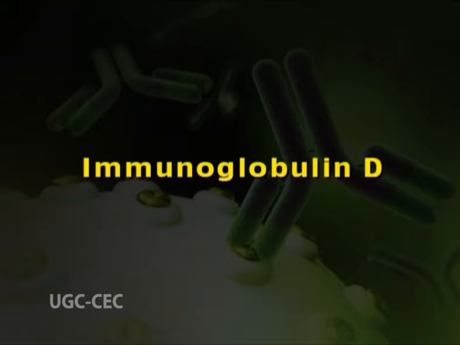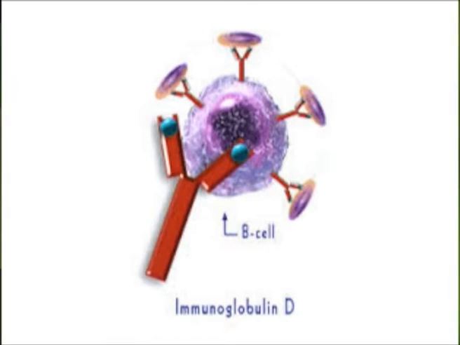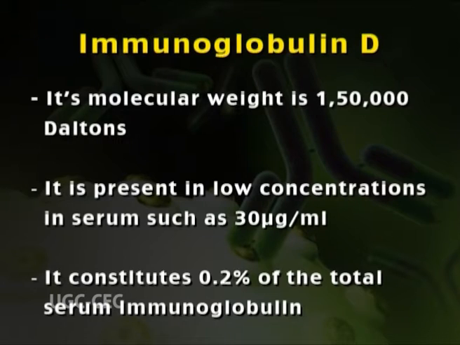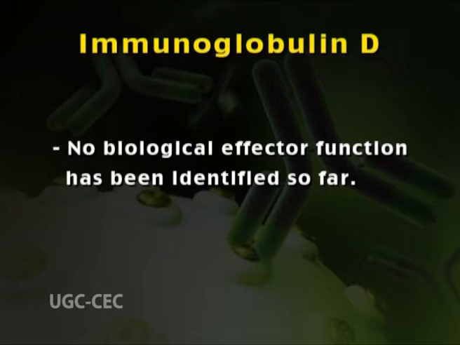Next is immunoglobulin D. IgD is usually found as surface markers on B lymphocytes. Its molecular weight is 1,50,000 Daltons. It is present in low concentrations in serum such as 30 microgram per ml. It constitutes around 0.2% of the total serum immunoglobulin. No biological effector functions have been identified so far for IgD.